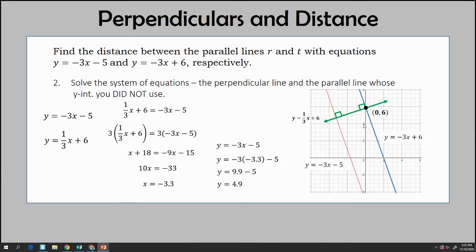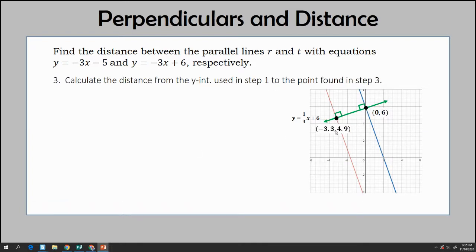So if you go up here, and these go up by twos, 4.9 is right in here. So yeah, that's the point of intersection, right? Our point of intersection for the other line and the perpendicular line is negative 3.3, 4.9. See, now I know that these 2 points are on a perpendicular path to each other. And this will give me the distance between these 2 parallel lines.